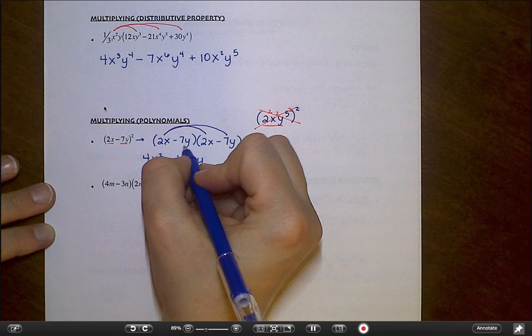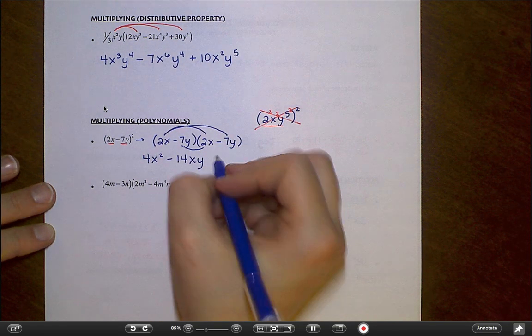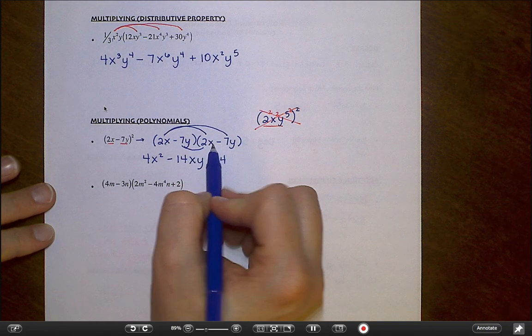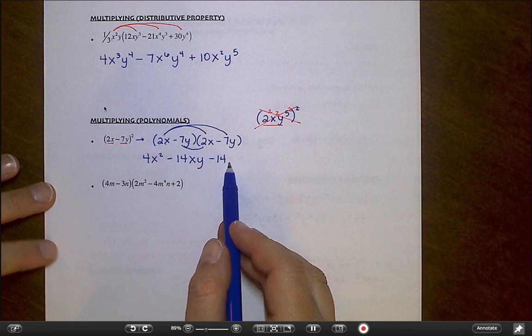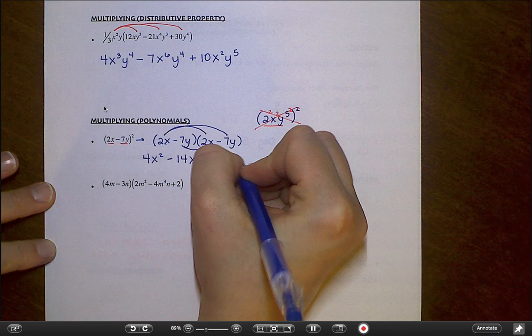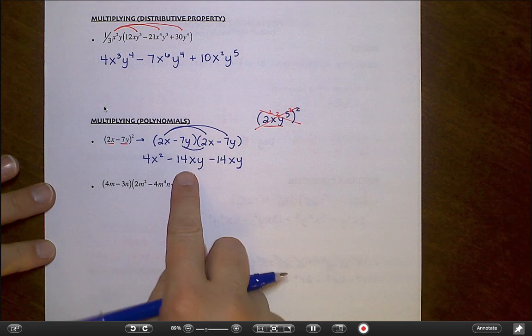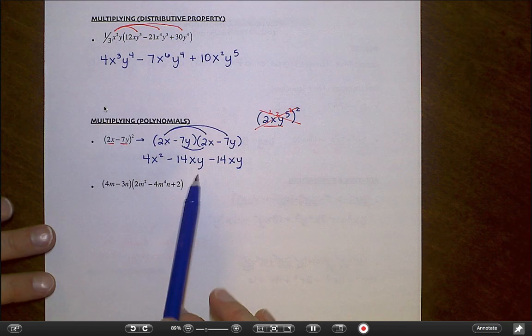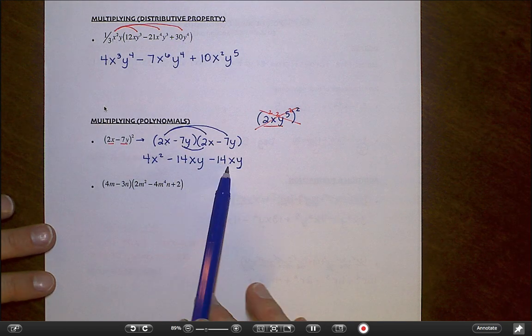Now for my middle term, I've got negative 7 times 2, which is also negative 14. And I'm doing a y times an x. I could write it as yx, but I'm going to switch it around and write it as xy. And I always just try to put the letters in alphabetical order. There's no rule that says you have to do that, but the reason I try to do that is so that I can recognize like terms.